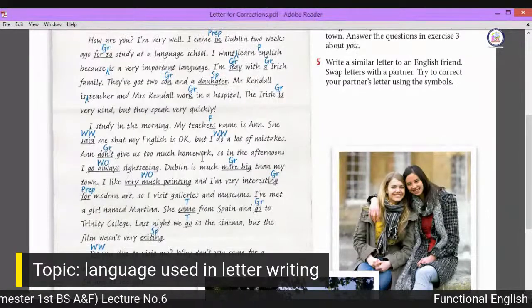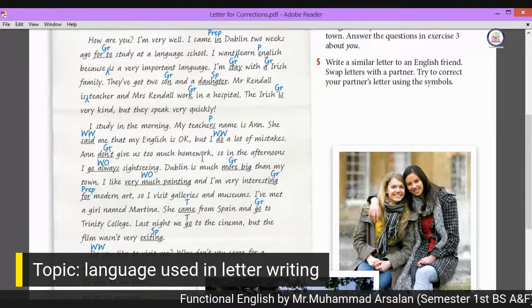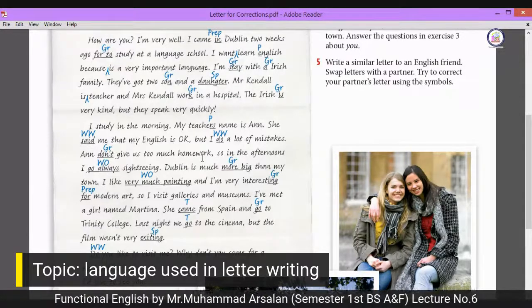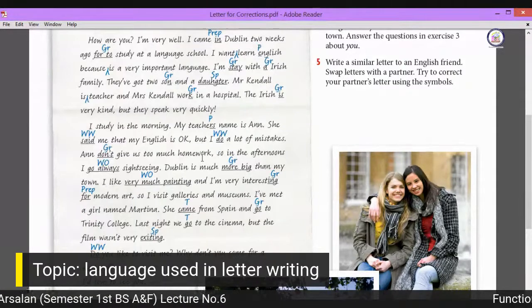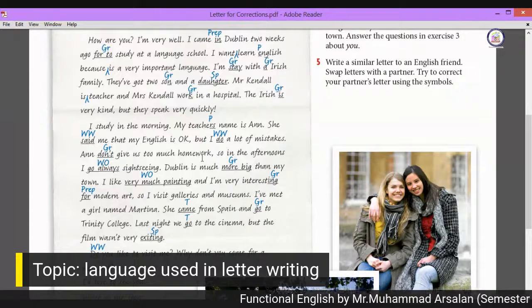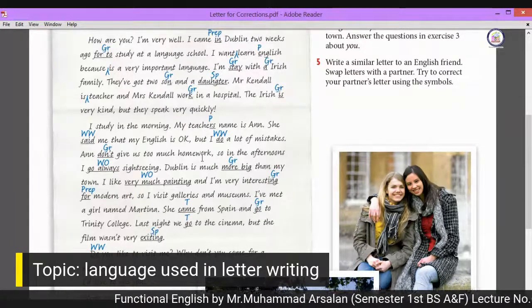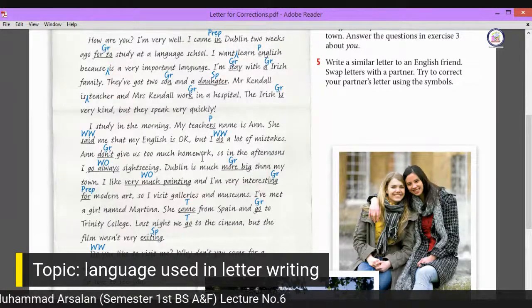They've got two sons. Grammar error. They've got two sons and a daughter. The spelling of daughter should be correct; GH comes in it. Mr. Kendall is a teacher. A teacher. An article is missing here. And Mrs. Kendall works. Present indefinite tense because it is her permanent job. Works. S will be added, third person singular.